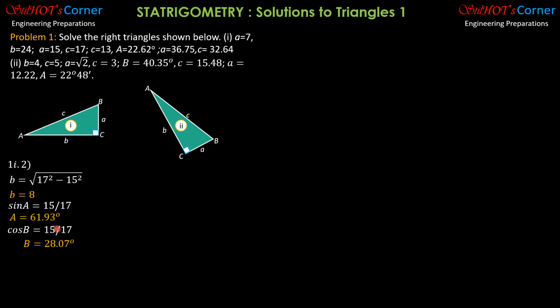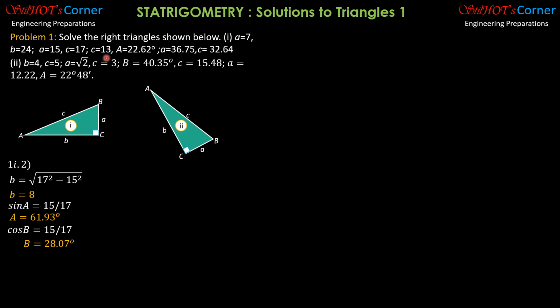So notice that angle B is 90 degrees minus angle A, or the sum of angles A and B is 90 degrees. We proceed to part 1.I.3.